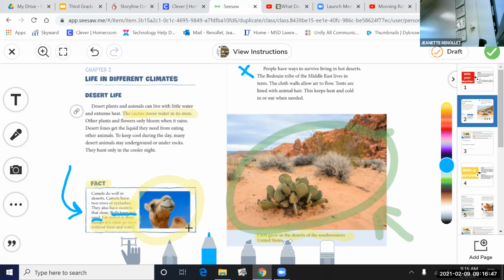Camels have 2 rows of eyelashes. They also have nostrils that close. Both keep out sand. Ding, ding, ding, ding, ding. So what does it do? If you have nostrils that close and you have extra eyelashes, how does that help, Nick? It keeps out sand.